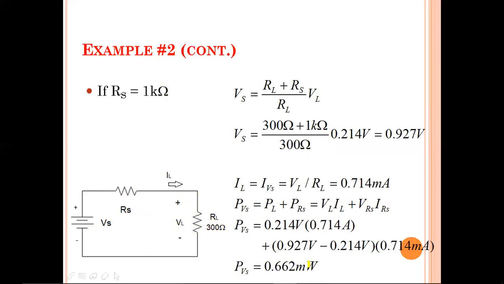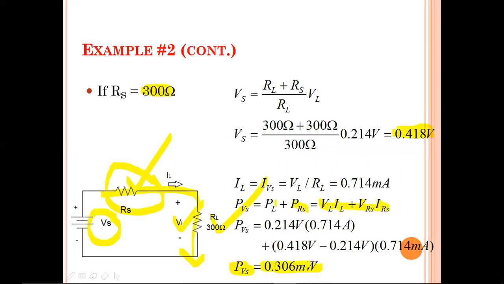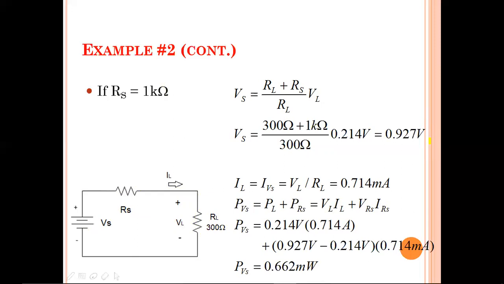After the increase, how is my power? Obviously my supply voltage will increase. Compared with the previous slide, 0.418, the supply voltage has increased. If I increase it further, 0.418 will double, to 0.927. With the 1 kilo ohm resistance, obviously my supply voltage will increase, but my load voltage and load current will be the same, right?